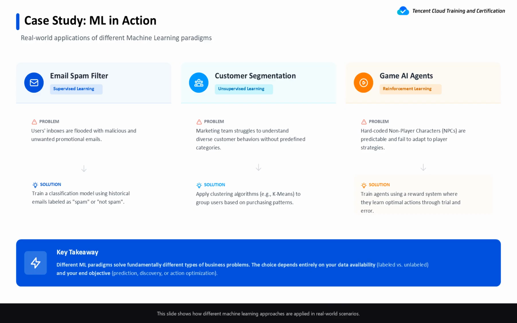This slide shows how different machine learning approaches are applied in real-world scenarios. For example, email spam filtering uses supervised learning, where models are trained on labeled data to classify emails as spam or not. Customer segmentation uses unsupervised learning to group users based on behavior patterns without predefined labels. In gaming, reinforcement learning is used to train AI agents that learn through rewards and penalties, allowing them to adapt to player strategies. The key takeaway is that each machine learning method solves different types of problems, and the right choice depends on your data and business objective.